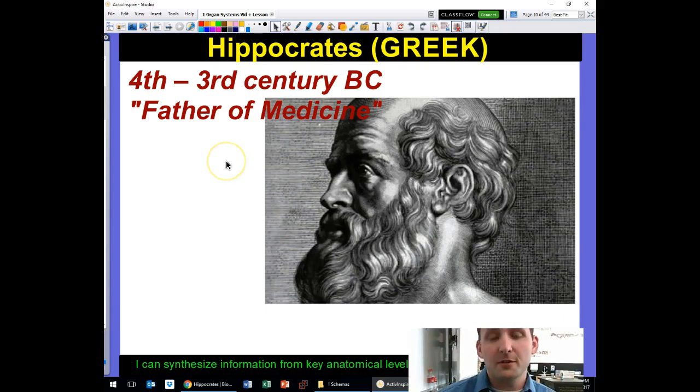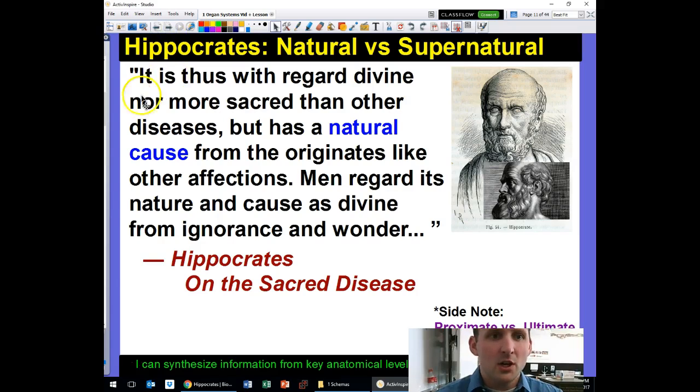His big shift from before him, before Hippocrates, let me see if I have this on the slide. Before Hippocrates, the reigning paradigm of disease and dysfunction was a supernatural cause: a god, lowercase g, a Greek god caused my malady, caused my disease. So his paradigm shift was to go from supernatural to natural. I would write that down.